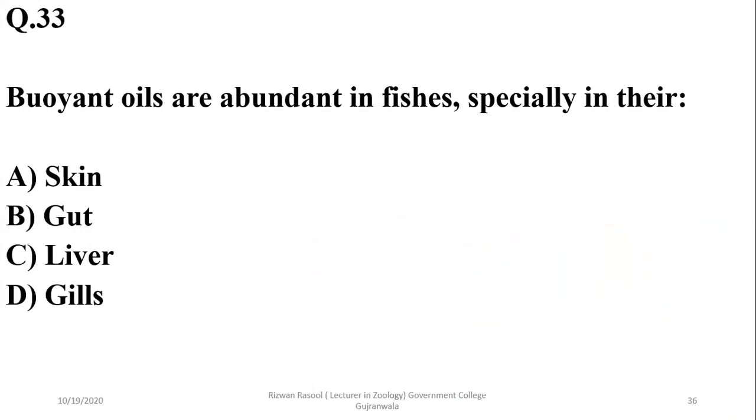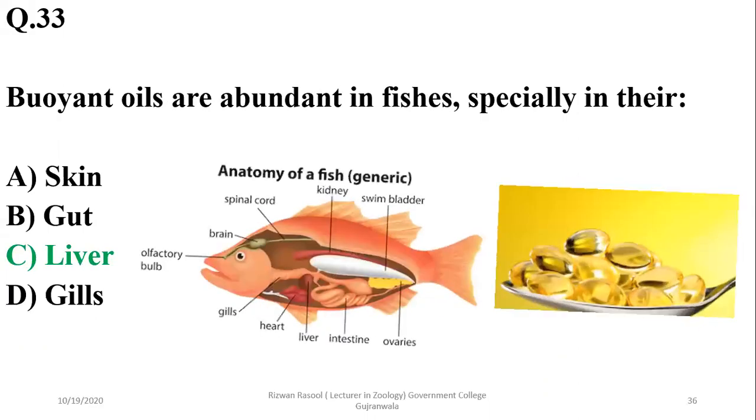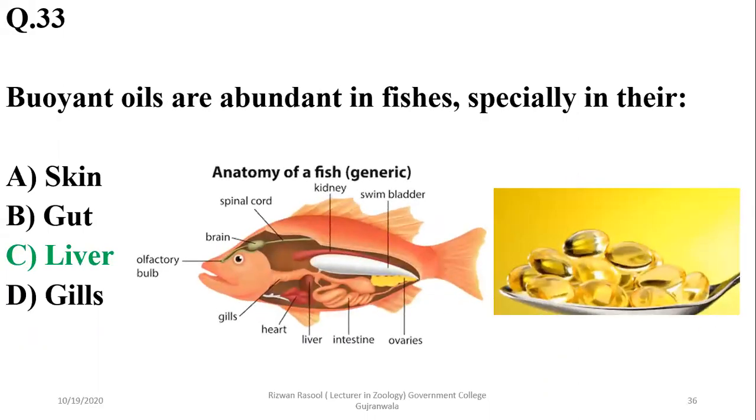Buoyant oils are abundant in fishes, and they are found in different tissues of the fish, but especially they are abundant in their liver cells. You're quite familiar with the fish liver oil capsules. So right option is Charlie.